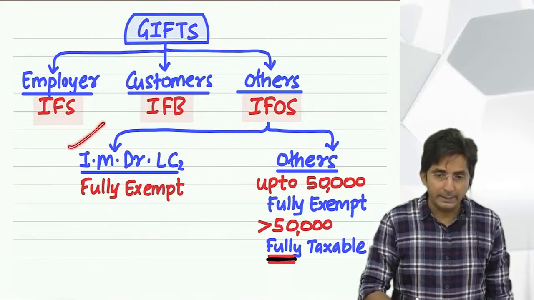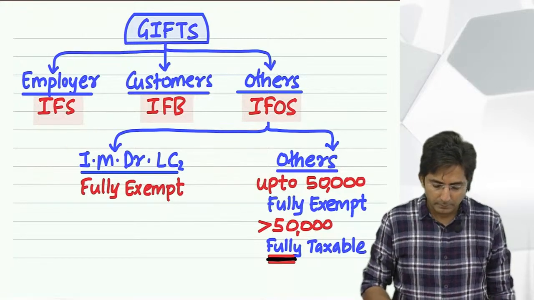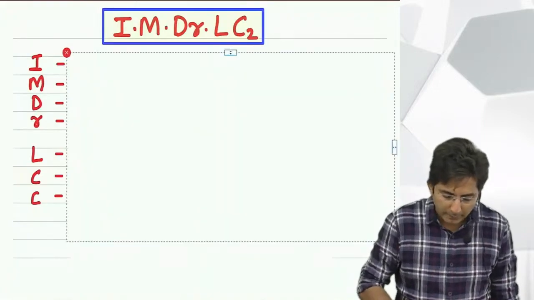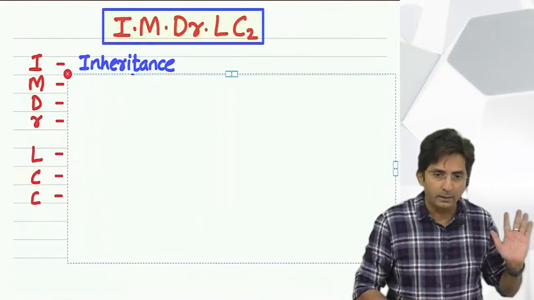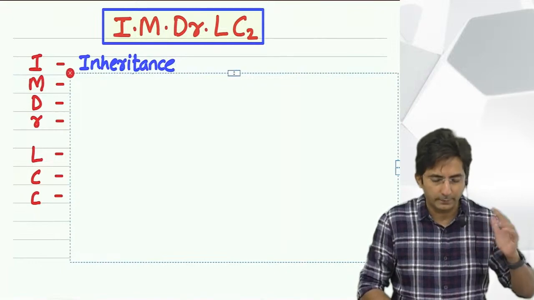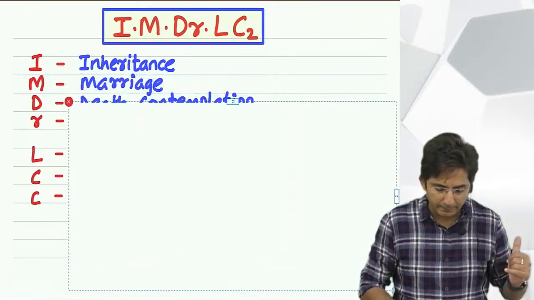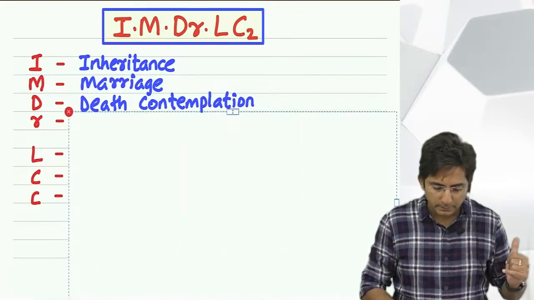Then I for inheritance and will, M for marriage. Wait, I'll show you the full form one by one. I for inheritance as well as will. I have not written will, but will is also there. Then marriage gift. Then death contemplation.